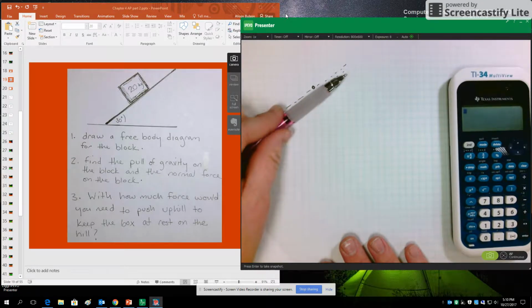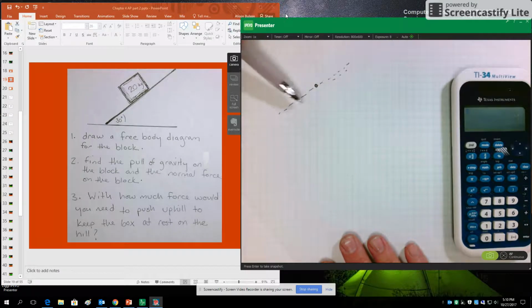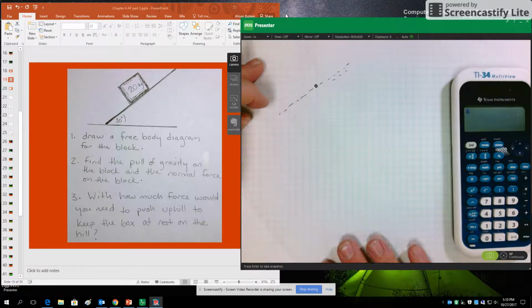to be along the plane and then perpendicular to the plane, because if an object is constrained to move along an inclined plane, its acceleration, its velocity, everything will be happening, its displacement will be happening along that plane. So we want to have components of forces that are in the direction of that potential change in motion. So we're going to draw a free body diagram for this block.